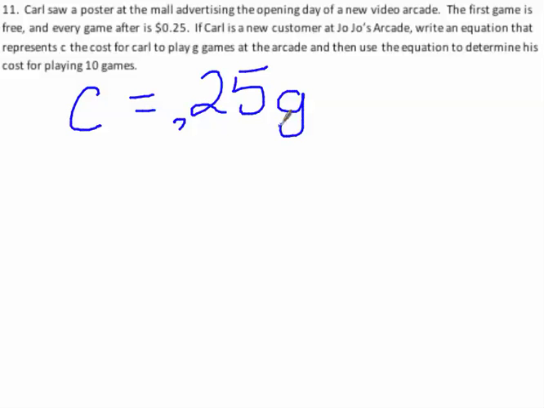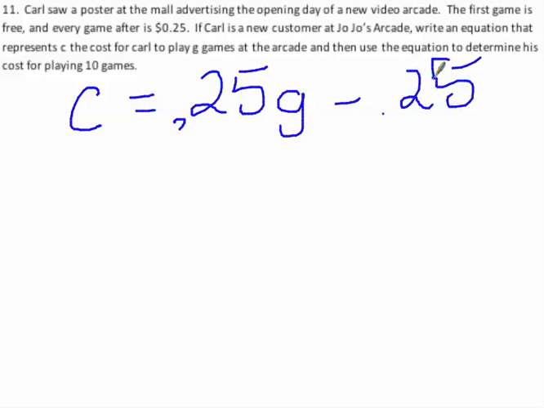However, we know that this isn't true because the first game is free. And right now our equation says that the first game would be 25 cents and the second game would be 50 cents. Well, we know that in reality the first game was free, so then the second game must have cost 25 cents. So in other words, there was a 25-cent discount that we could take off. So minus 0.25.